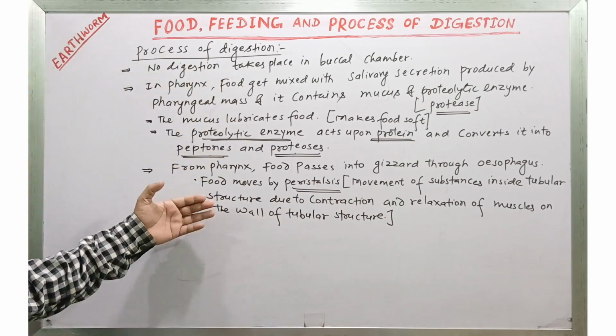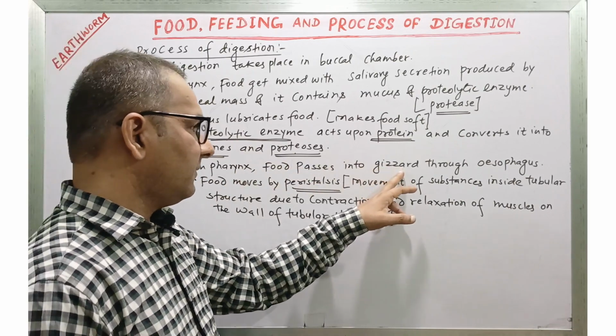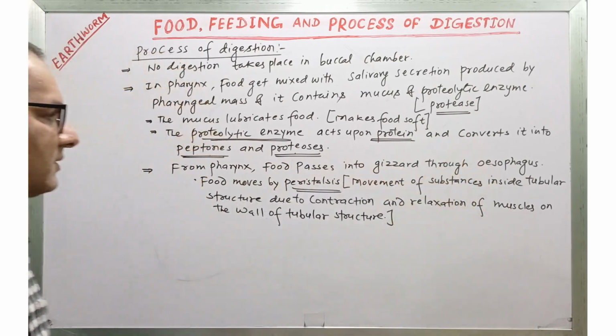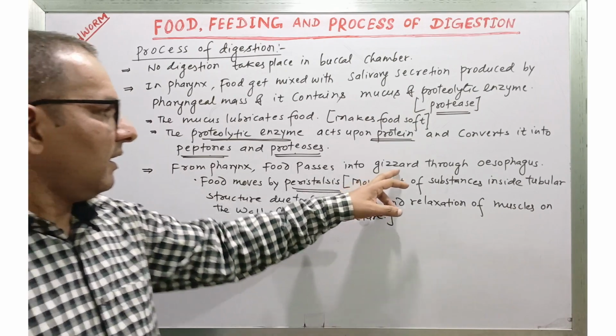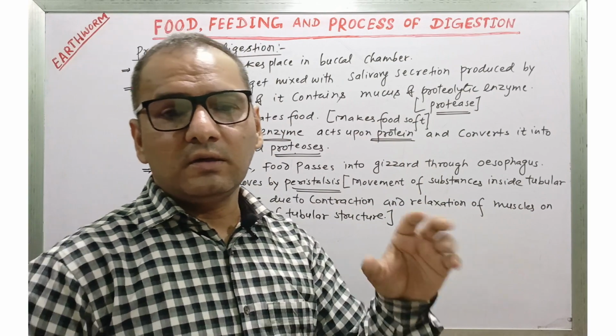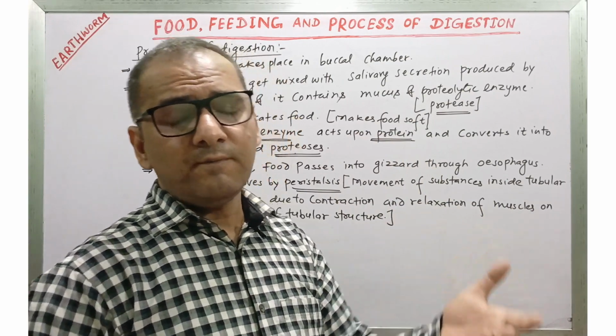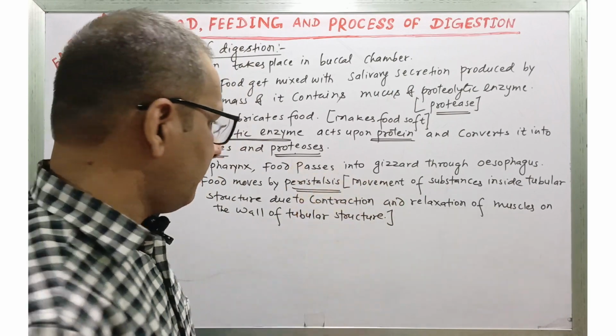So, now the food is in the gizzard. From the pharynx, the food reaches the gizzard through the esophagus. Now, in the gizzard, we have already studied that the gizzard acts as a grinder or grinding machine, and its function is to pulverize, that means to grind the food, converting the large particles of food into fine smaller particles.